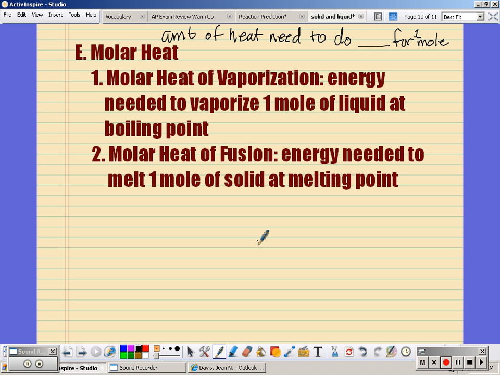What does vaporize mean? Vaporize means going from a liquid to a gas. So it's the energy needed to go from a liquid to a gas for 1 mole of a liquid at the boiling point.